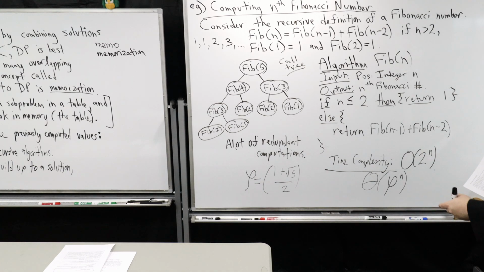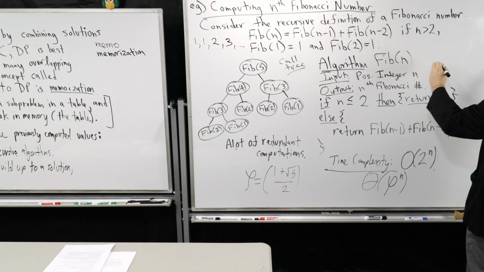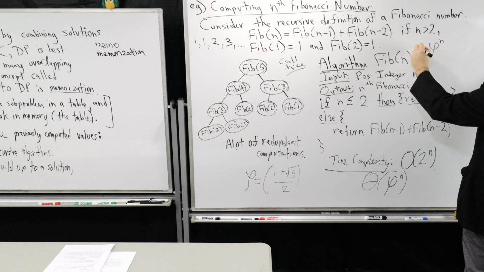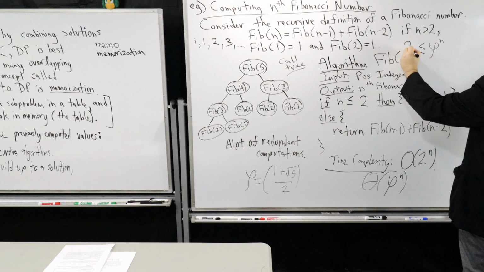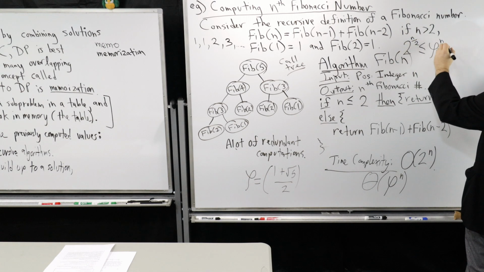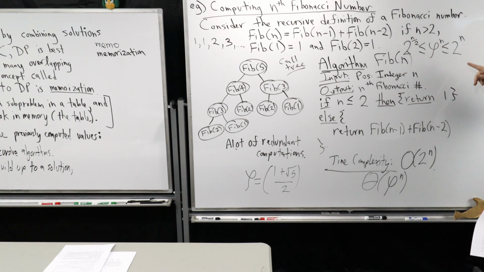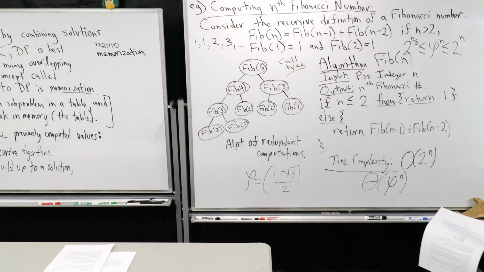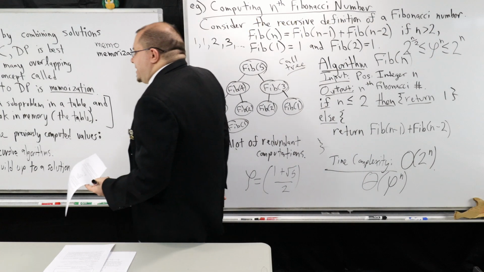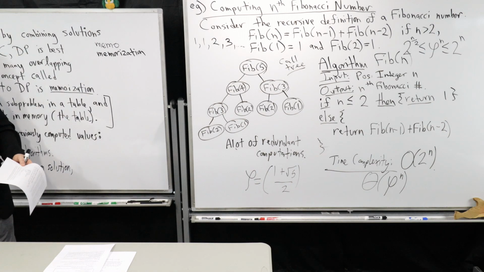If you're wondering where it sits in all of this, the golden ratio raised to the power of n is sandwiched in between 2 to the power of n over 2 and 2 to the power of n. So if you're wondering why I imagined that all the children were exactly 2 on the internal nodes of this tree, if you take the opposing case, you get this bound of 2 to the power of n over 2. So you could say that the running time is big omega of 2 to the power of n over 2.